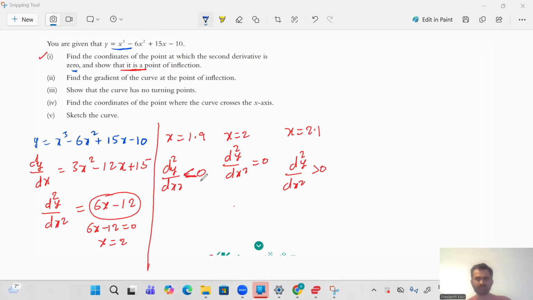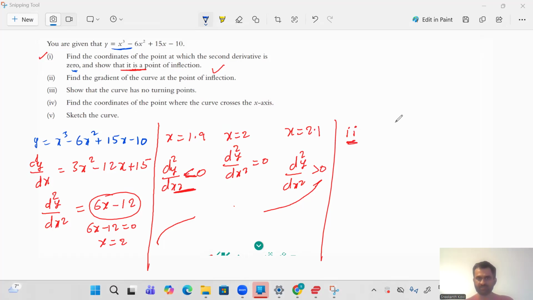And at 2.1, d squared y by dx square is greater than 0. You know that this tells you concavity. This is less than 0 and this is more than 0. This is concaving downwards and this is concaving upwards. The shape would be like this. And now we have done this part. And second one, to find the gradient at the point of inflection.